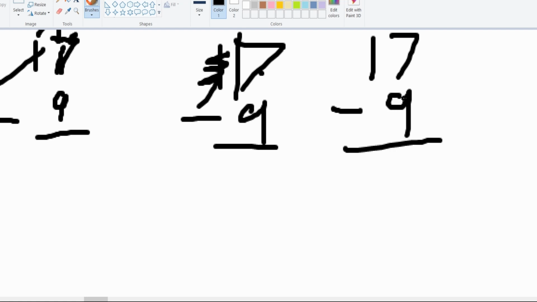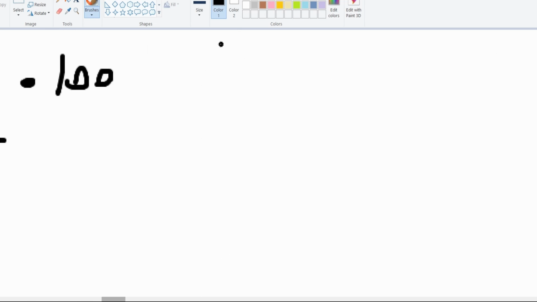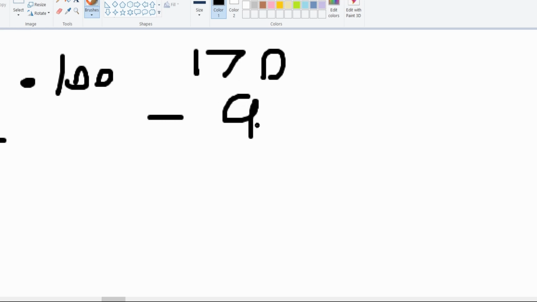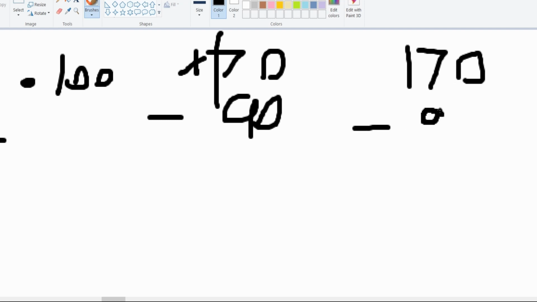So what we're going to want to do next is make this a little simpler. To do that, we're going to multiply it by 100. So now we have 170 minus 90. Now, since 7 is smaller than 9, you're going to want to cross out this 1 and move it in front of the 7. So now you have 170 minus 90.